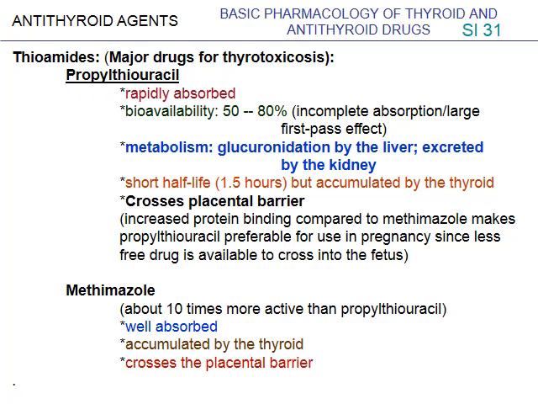The major drugs for thyrotoxicosis are the thioamides, and there's three that we'll discuss. The first of them is propylthiouracil. Now, this drug is absorbed rapidly. Its bioavailability is between 50 and 80%. There's incomplete absorption of this drug. There's the potential for a large first-pass effect, so there's a wide variation in bioavailability. The drug is metabolized through glucuronidation by the liver and excreted through the kidney. And it possesses a short half-life, about 1.5 hours.